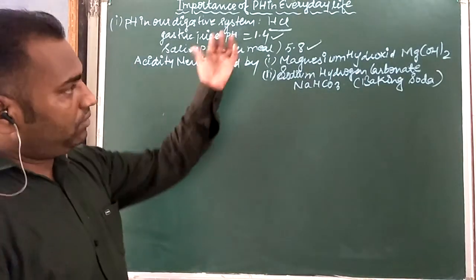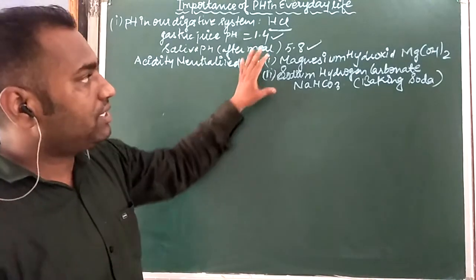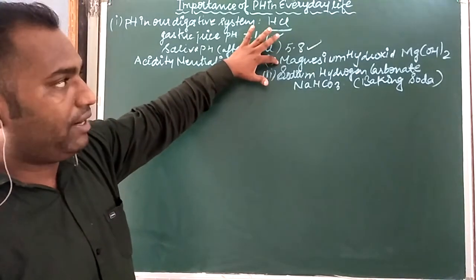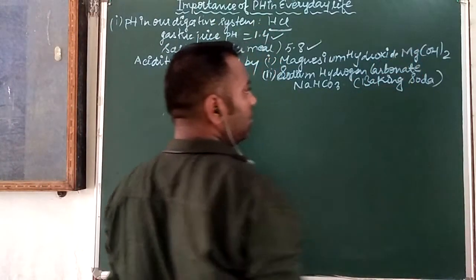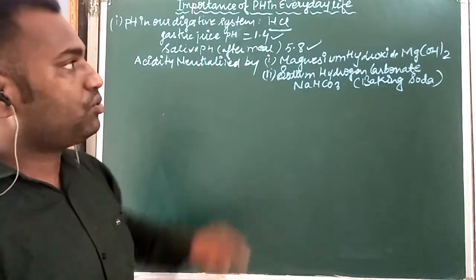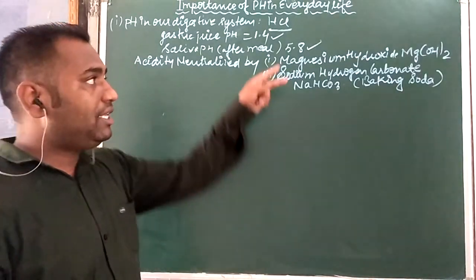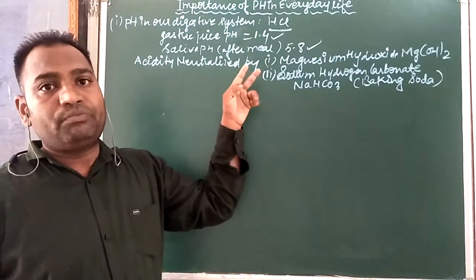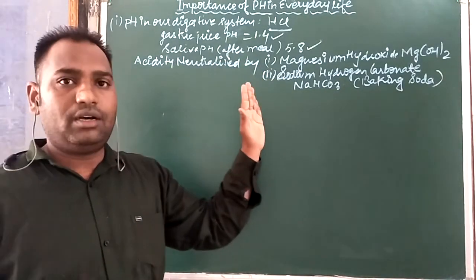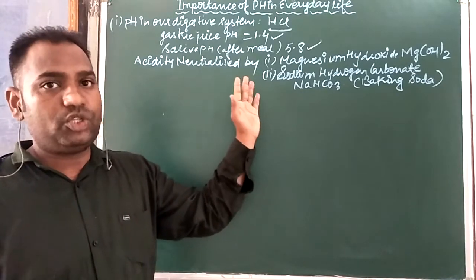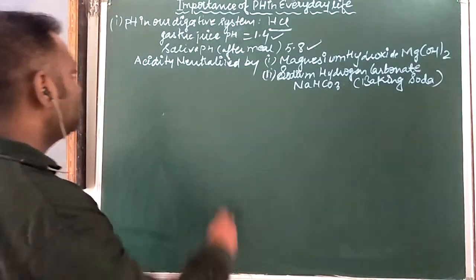Magnesium oxide, you have seen in the form of Eno, Digene, Gasofast and so on, and this is the form of magnesium hydroxide, also known as milk of magnesia. The second one is sodium hydrogen carbonate, NaHCO3, that is baking soda. So these two are the remedies to neutralize the acidity of our stomach. So this is the connection of our pH with the digestive system.